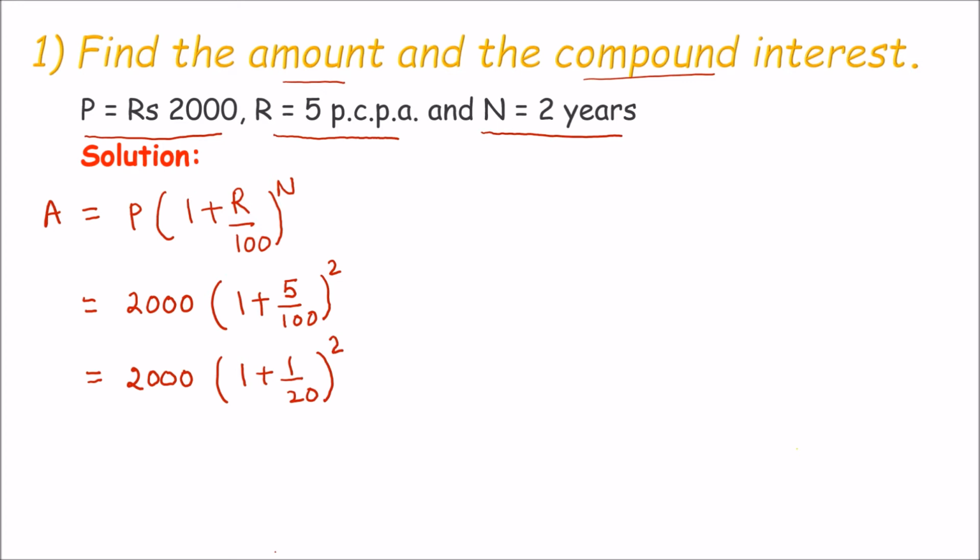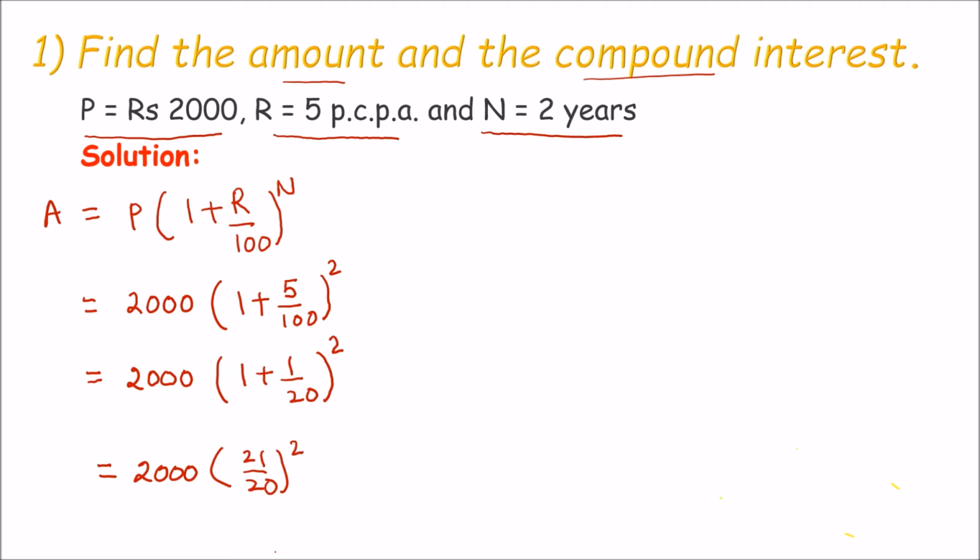Now we will solve 1 plus 1 upon 20. Let's see how to add. We need to multiply 20 with 1. 20 into 1, we will get 20 and we'll add the numerator. Can you see what the numerator is over here? It's 1. So we'll add 1. 20 plus 1 will be 21. So we will get over here 2000, and 21 upon 20 raised to 2.